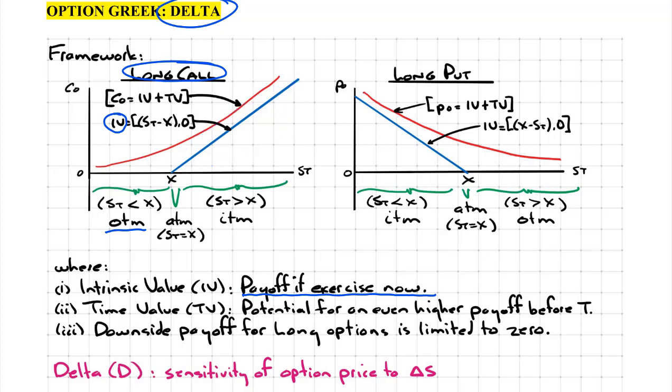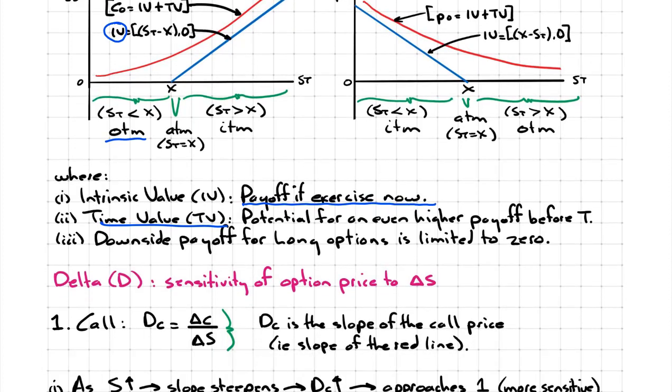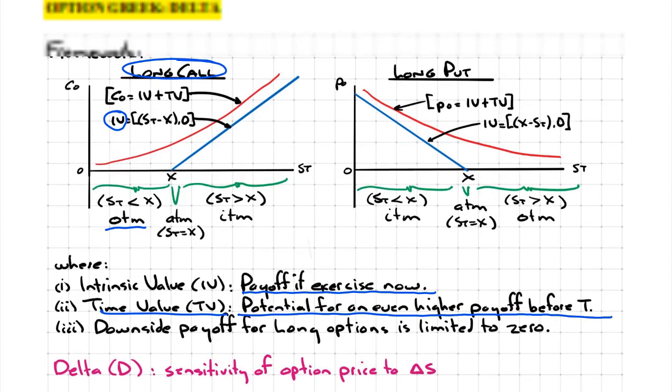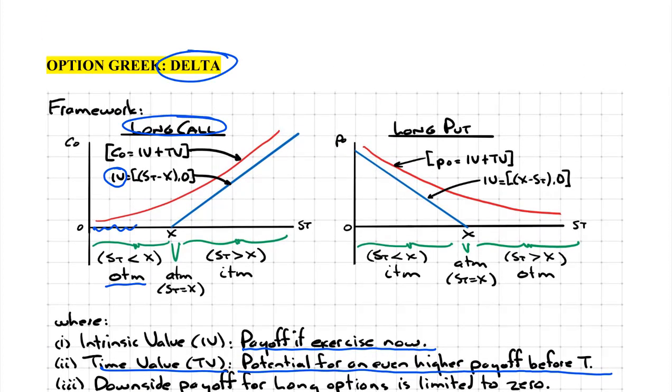So the fact that we still have some time left for this option before it expires implies that it has time value. And what time value represents is the potential for an even higher payoff before the expiry date. So then what we're going to do is take the intrinsic value line, which is what our payoff would be if we exercise now, and then add this time value, and the combination of that intrinsic value and time value is what the option will be trading at today. So therefore this red line here represents the actual price of this call option.